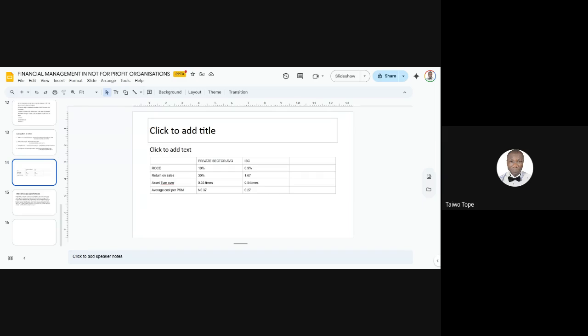Is low. Now, we're talking about cost, and which organization is on the advantageous side. IBC has an advantage because they are spending less on one passenger, while the private sector is spending more on one passenger. So cost per passenger mile is low. Hence, it is positive because they cover more distance for lower cost.